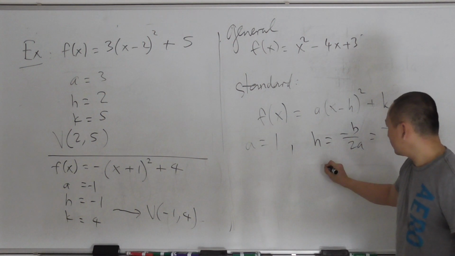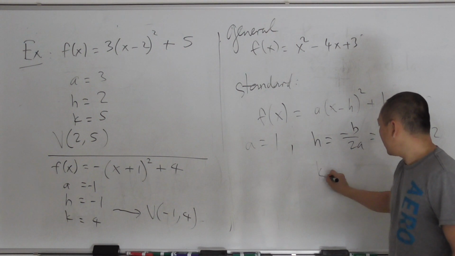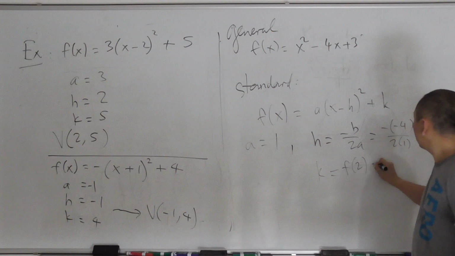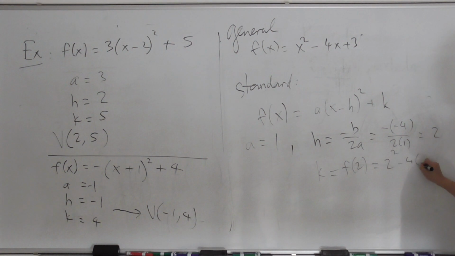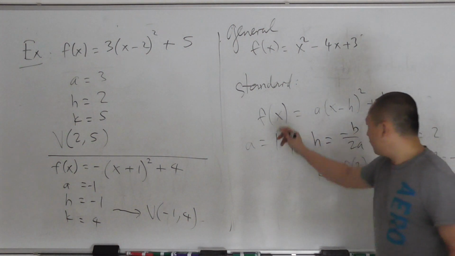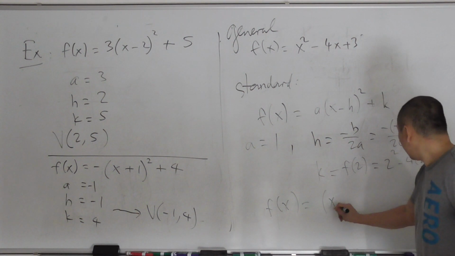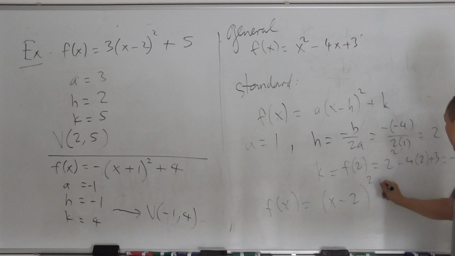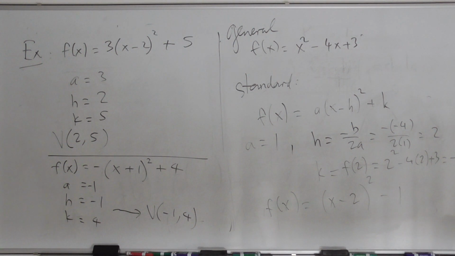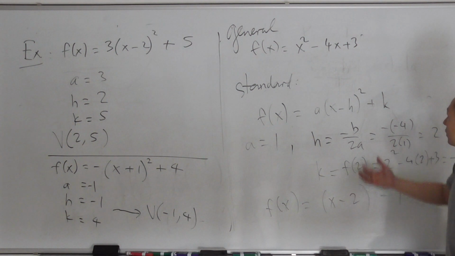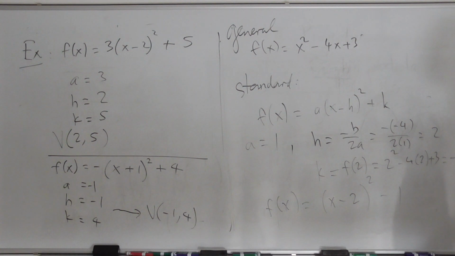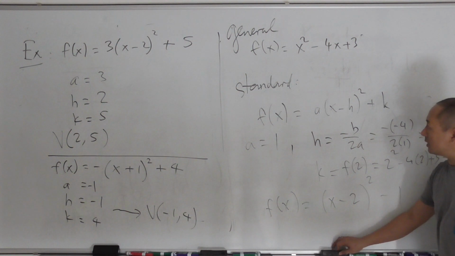We calculated this before, so just rewrite it. And after having h, calculate k, which is f of 2, which is 2 squared minus 4 times 2 plus 3, and of course it's negative 1. So you know h and k, and you can write the form. f of x is equal to 1 times x minus 2 squared, and then minus 1. That will be your standard form. There is actually another way to convert from general form to standard form called completing the square. Well, I'm going to cover that topic later on.